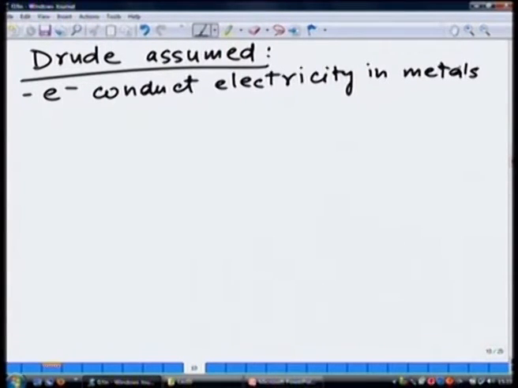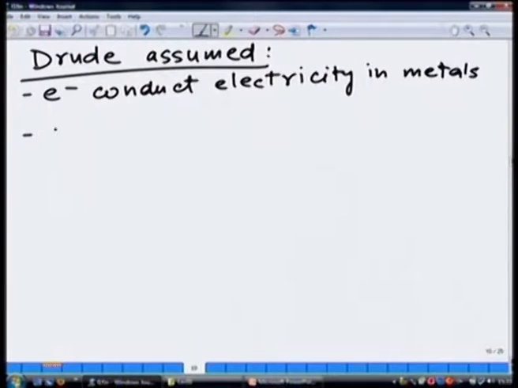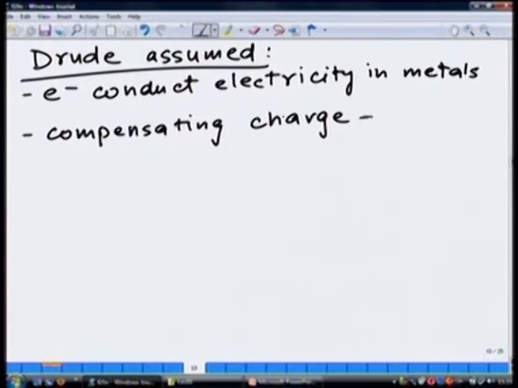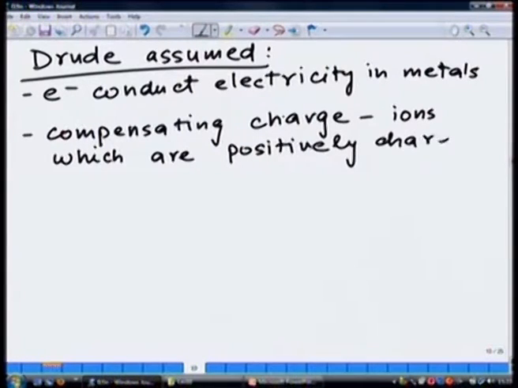Now this is an important statement he makes, that since there is an electron, a negative charge, there must be a compensating charge. So he makes the assumption of a compensating charge in the form of an ion which is positively charged. Remember, this is at a time when the structure of the atom is not known. He is making this assumption because he needs to put in a compensating charge.